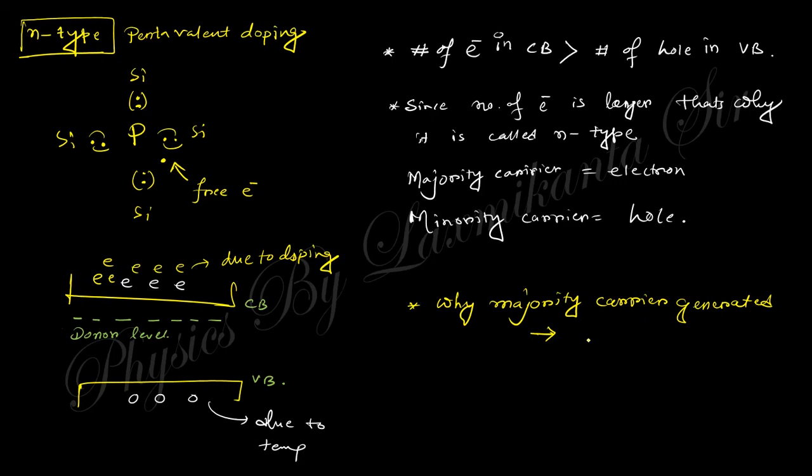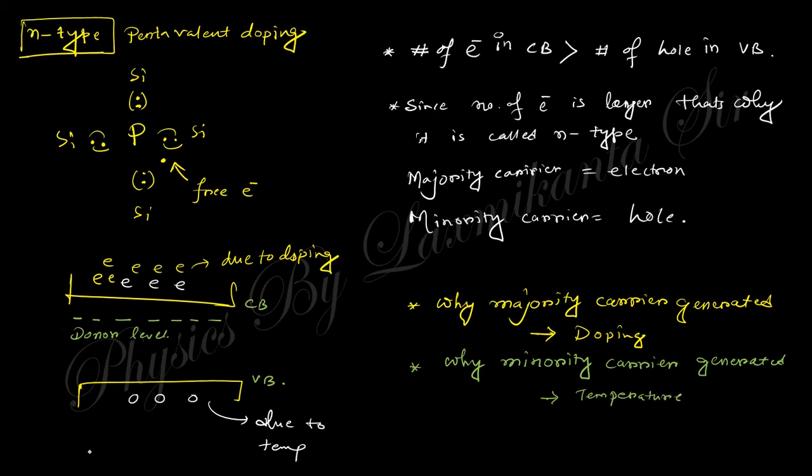The answer is doping. Doping is the cause of generating the majority carrier. And why is the minority carrier generated? The answer is temperature. Temperature is the cause of generating the minority carrier.